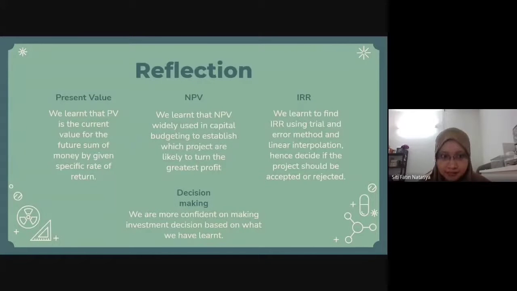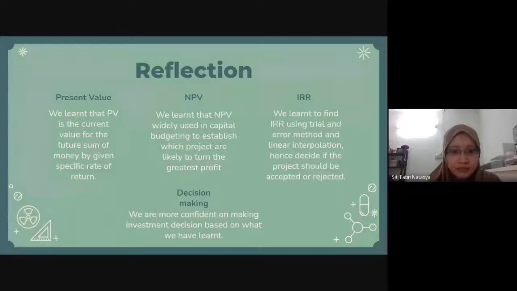So moving on to reflection, from this SCL we learned that present value is the current value of a future sum of money given a specific rate of return. Meanwhile, for NPV, we learned that NPV is widely used in capital budgeting to establish which projects are likely to turn the greatest profit. Next, for IRR, we learned to find IRR using the trial and error method as well as linear interpolation, hence deciding if the project should be accepted or rejected.